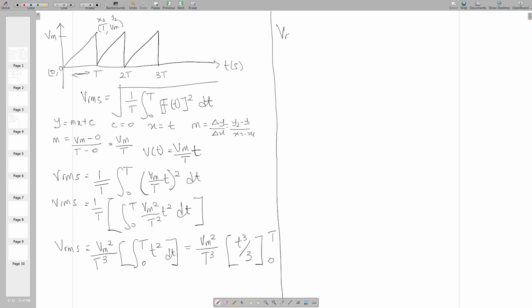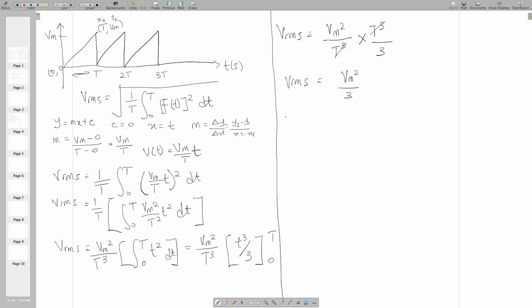So VRMS will be equal to Vm squared all on T cubed times T cubed all on 3. So we can see that this T cubed will cancel this one over here. So VRMS will be equal to Vm squared on 3.